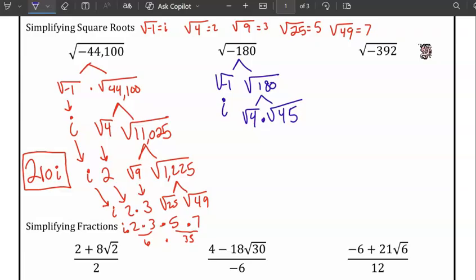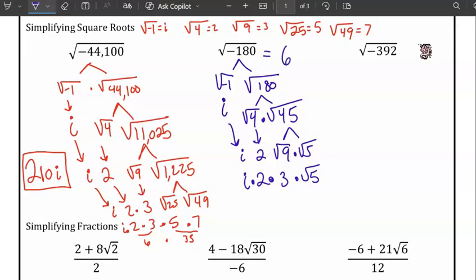For 45, we could factor out a 9. Square root of 9 times square root of 5. Bring down that 2, bring down the i. And then we have i times 2 times 3 times the square root of 5. 5 can no longer be reduced, so we're going to keep that in the square root. 2 times 3 is 6. 6i square root 5 would be your simplified square root.